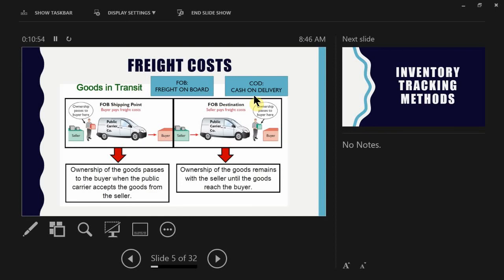Okay. Now, any questions in regards to FOB, shipping point, and destination? Now, another word for shipping point is also origination, where it originally came from. But for destination, there's only one destination, okay? Any questions?